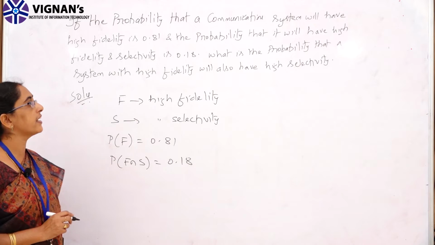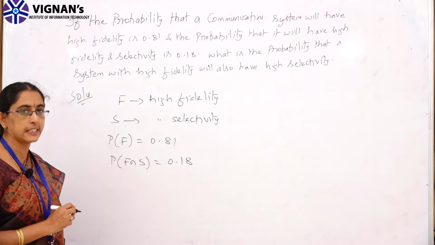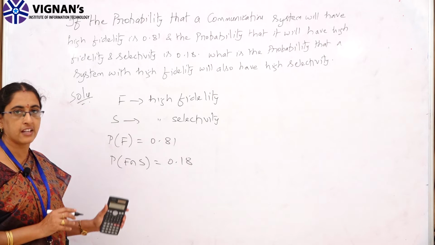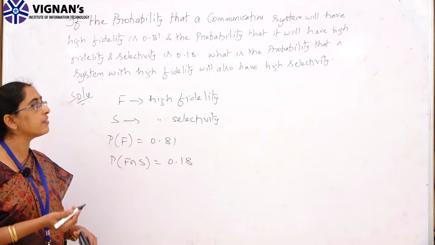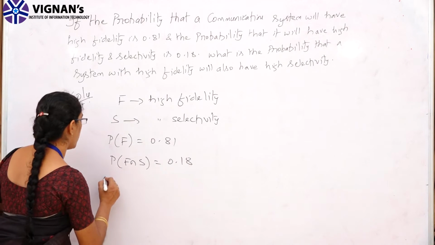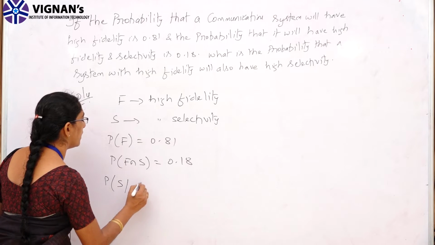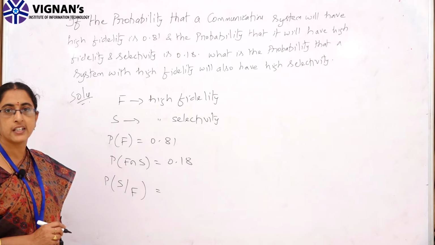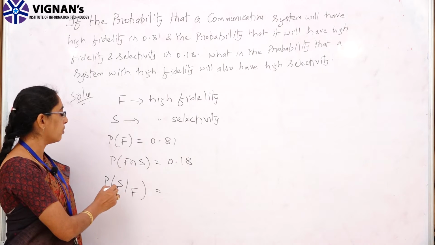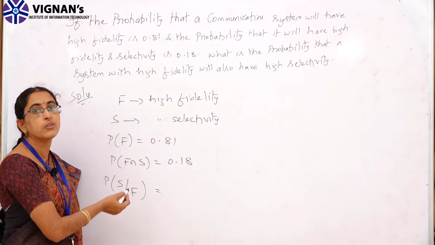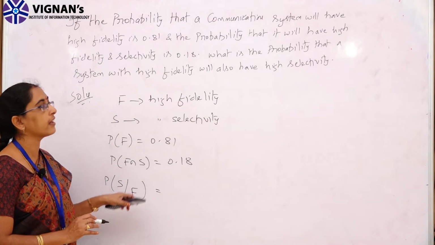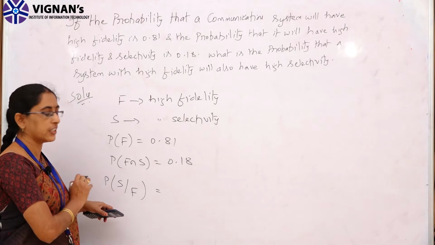Now what we have to find is that a system with high fidelity will also have high selectivity. It is clearly mentioned that it has high fidelity, but also it should have high selectivity, means we have to find the conditional probability. So we have to find probability of S given F. As I mentioned in the earlier class also, whatever is there in the denominator is a completed event and whatever is there in the numerator is about to happen here. So a system will have high fidelity, it is already there, and we have to find with high selectivity also.